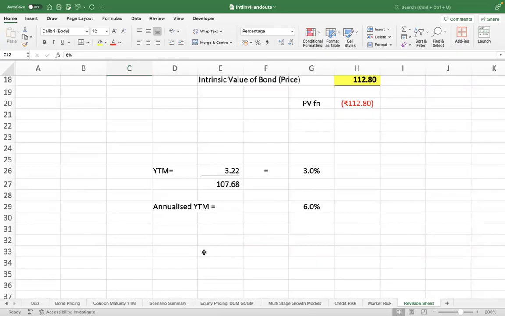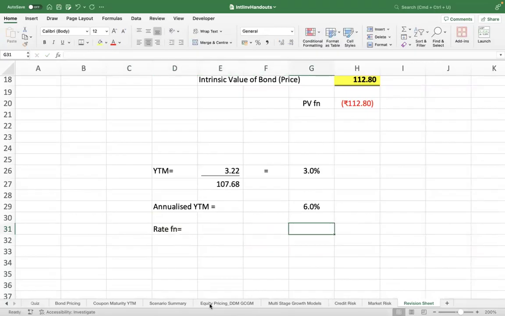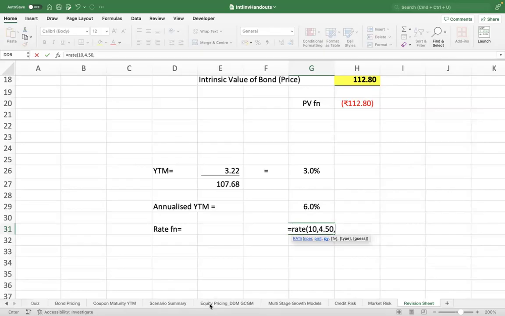This is one way to get the yield. Is there any other way to get the yield also? You can also use the rate function, for those of you who are fond of Excel, is equal to rate. What is it asking you first? NPER. NPER is the number of periods, which I will say is 10. It asks for PMT. PMT is your recurring payment. What is the recurring coupon the investor is receiving? 4.50.